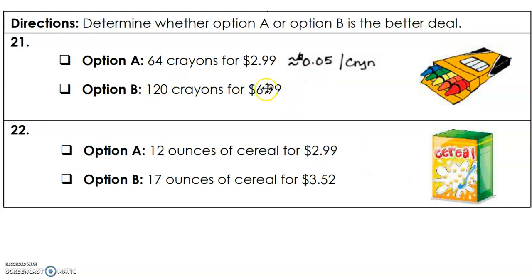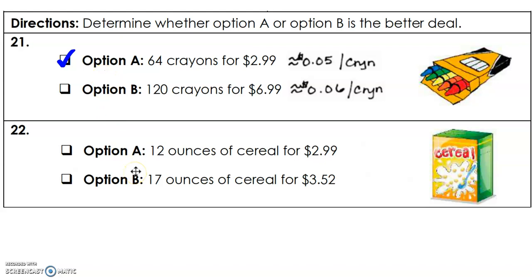Here we have $6.99 divided by 120 crayons. That's 6 cents per crayon. So which one's the better deal? Well, of course, we don't want to pay more money, so the cheaper one is the better deal. The cost per crayon is lower. So we would want to choose option A.